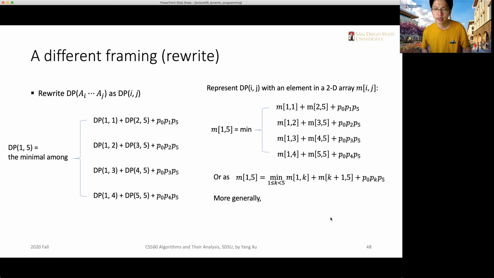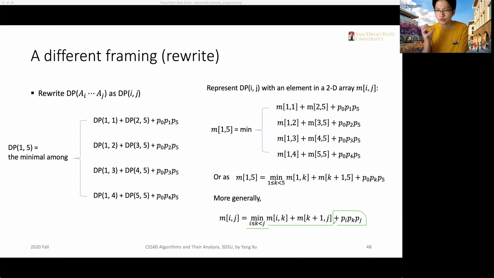So if we write it in a more general form, instead of concrete numbers 1 and 5, we can use I and J. Then it's actually the same thing. We let K iterate from I to J, right? We need to compute the summation of MIK plus M(K+1)J plus the additional costs, right? And we need to choose the K that minimizes the whole expression, right? So that is the solution to the subproblem from I to J.